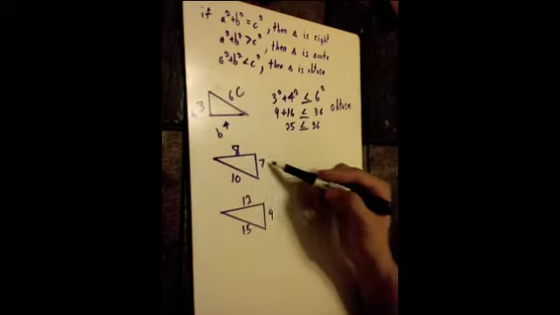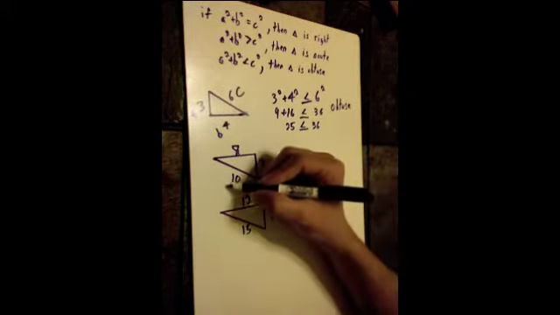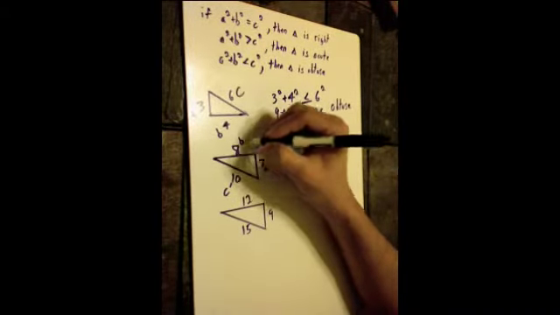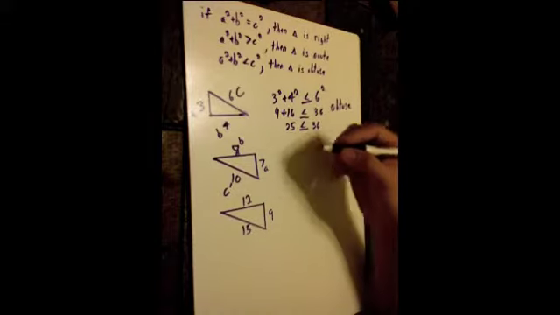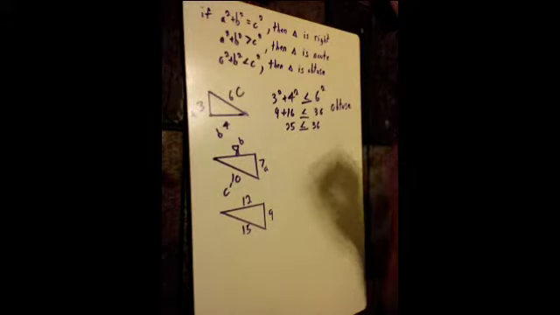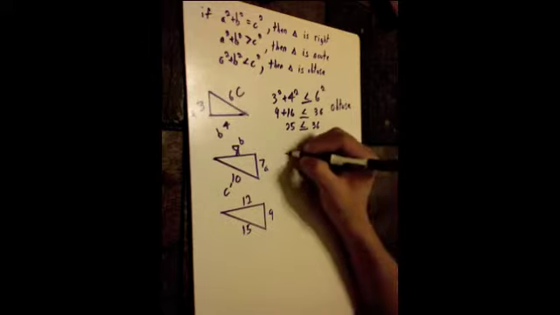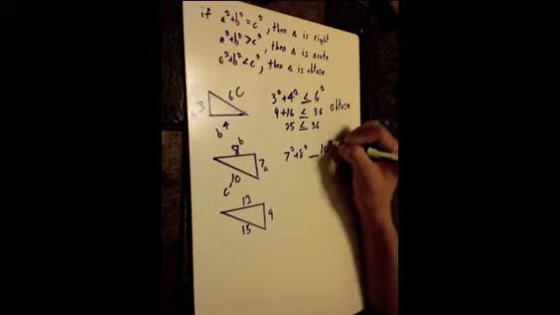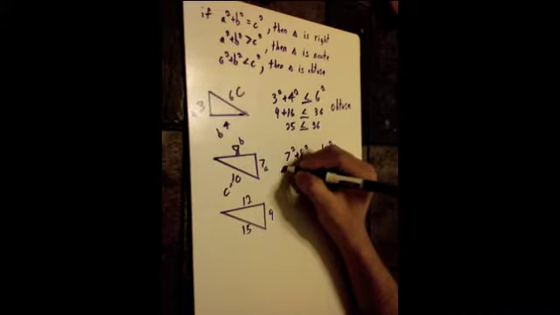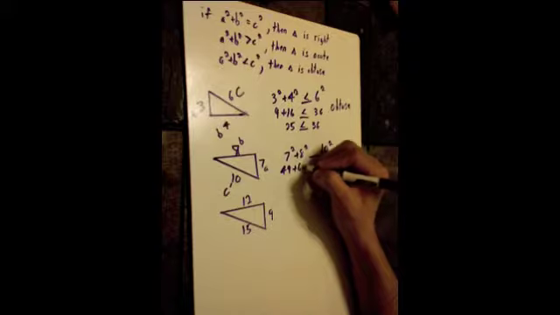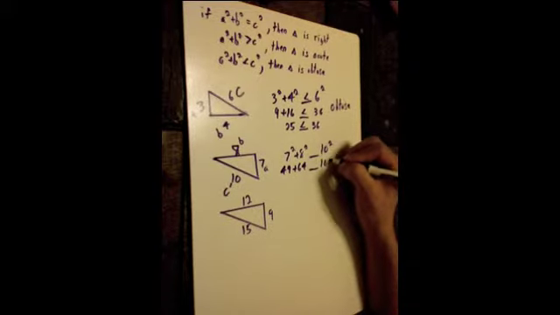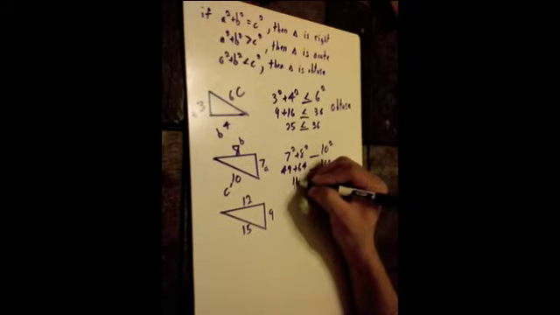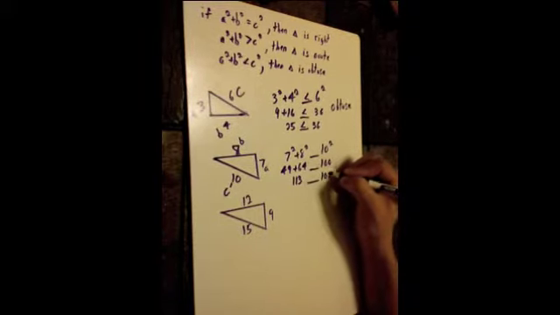Let's see. 8, 7, and 10. Well, C has to be the longest side, which means that 10 is C. The other two sides are A and B. I can make this my A, this is my B. Again, A squared plus B squared is either greater than, equal to, or less than C squared. So 7 squared plus 8 squared is something than 10 squared. Let's see, 7 squared is 49, 8 squared is 64, and 10 squared is 100. 64 and 49 gives me 113, and 100 is still 100.